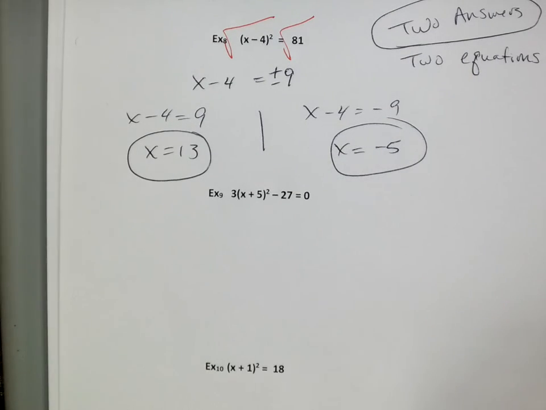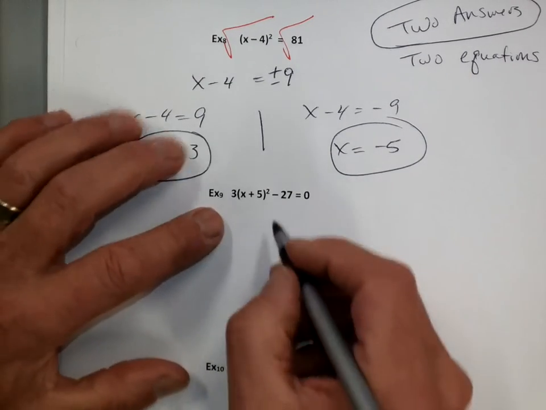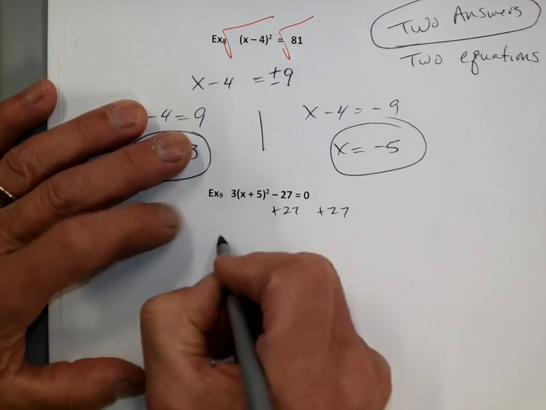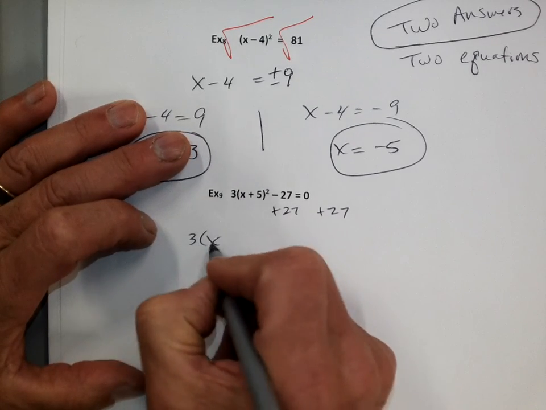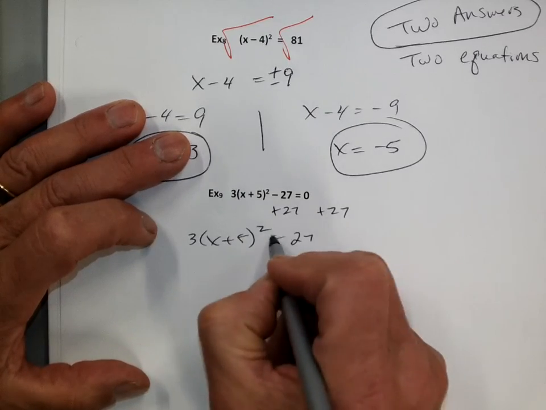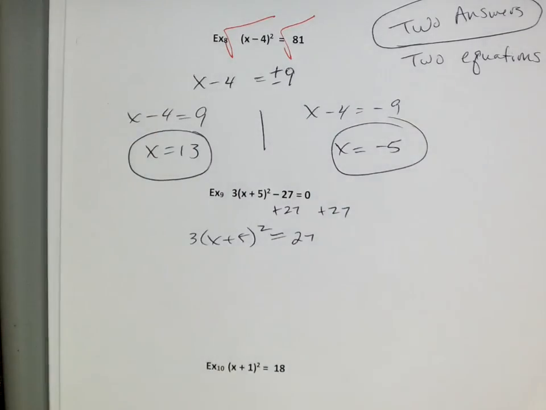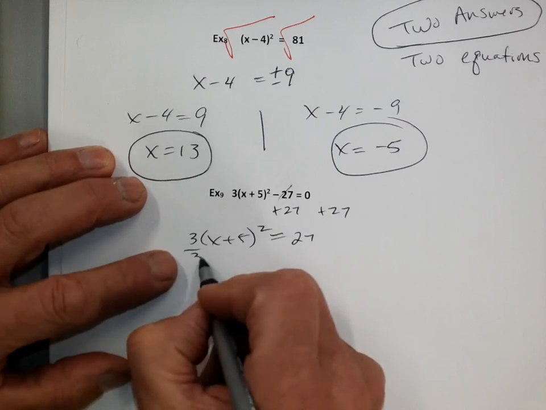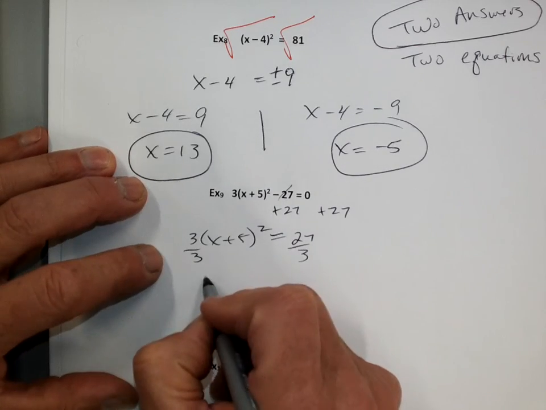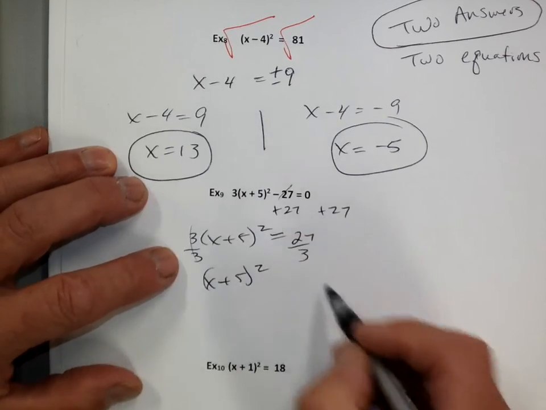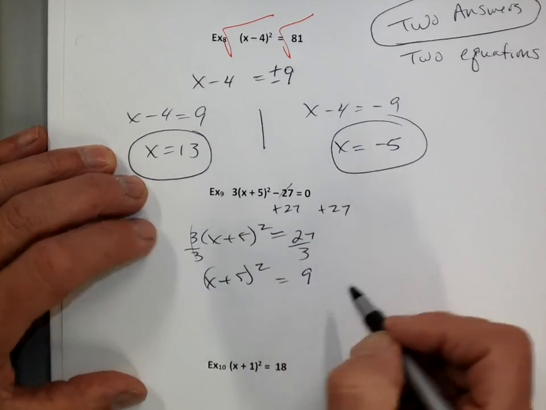Okay, number 9, same type of thing. What we're going to do is go plus 27 first. Plus 27, plus 27. I'm going to have a 3 times x plus 5 squared equals 27. Just going to get rid of all the extra numbers around it first. Got rid of the 27. I'm going to divide by 3. Then I have an x plus 5 quantity squared equals 9, right? 27 divided by 3 is 9.